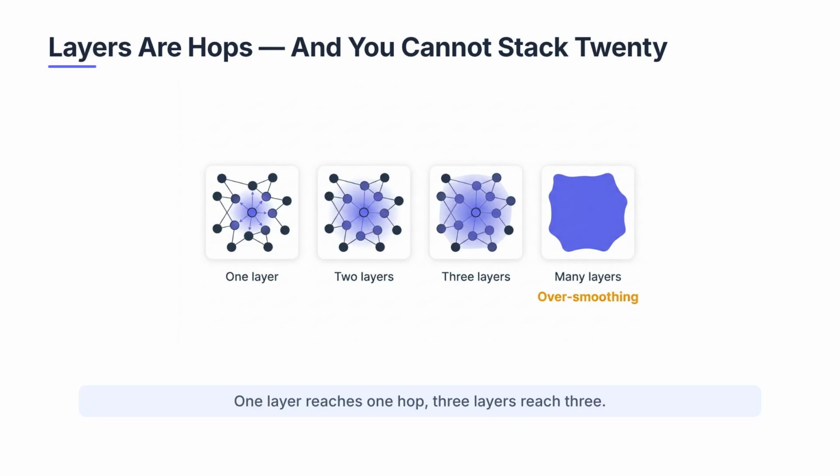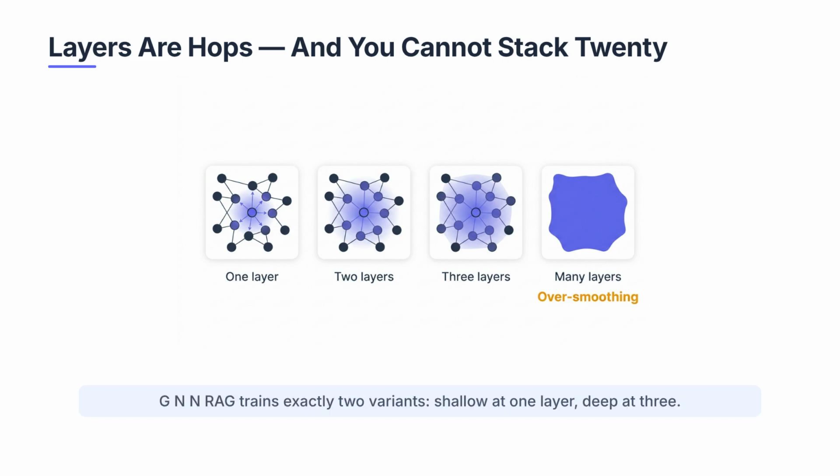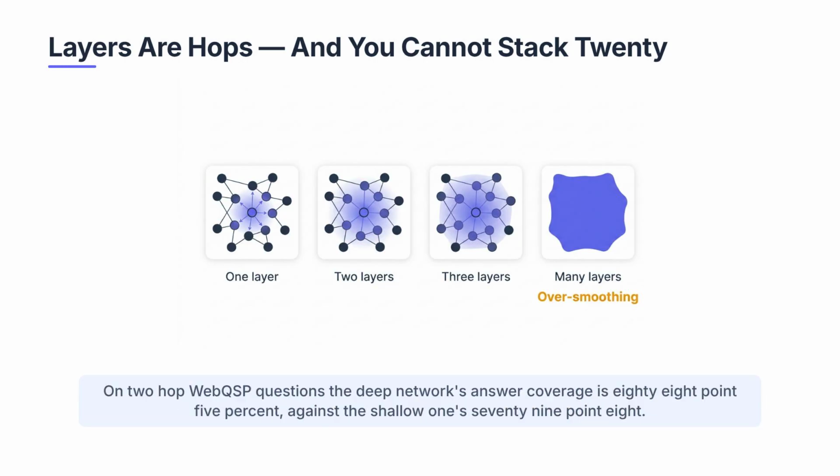Layer count is your reasoning depth. One layer reaches one hop. 3 layers reach 3. Tempting to just crank it up, but stack too many and you get over-smoothing, that blurry average creeping back in globally. GNN-RAG trains exactly 2 variants, shallow at 1 layer, deep at 3. On 2-hop WebQSP questions, the deep network's answer coverage is 88.5% against the shallow one's 79.8%.